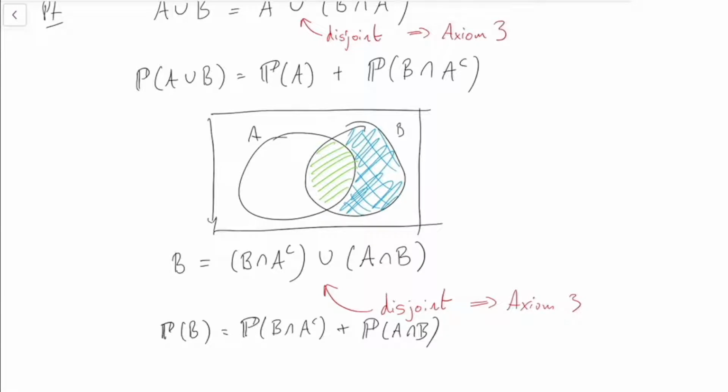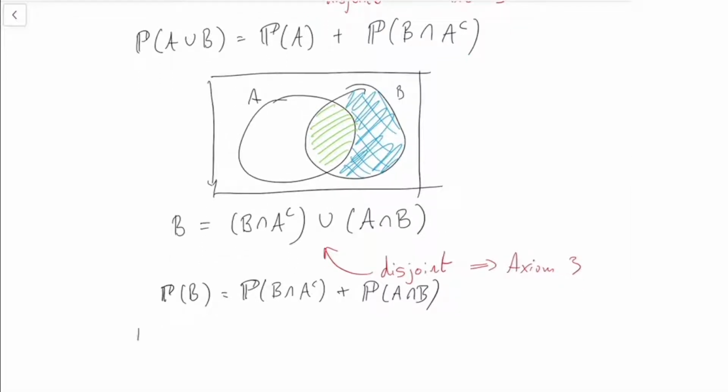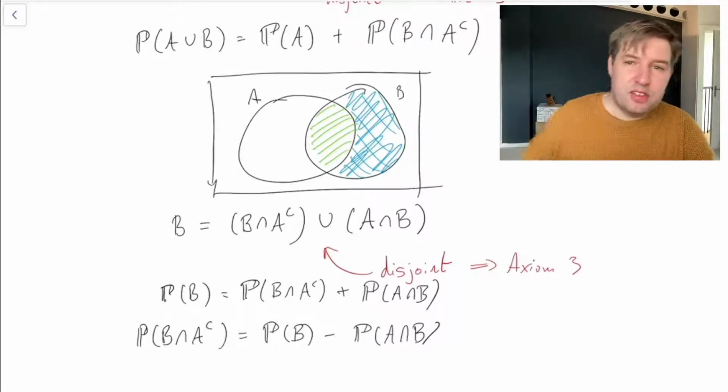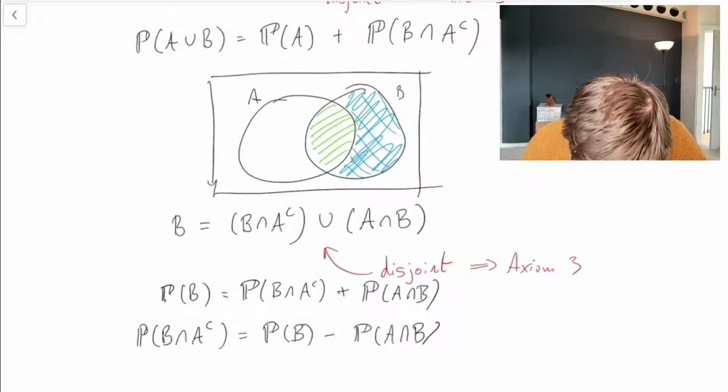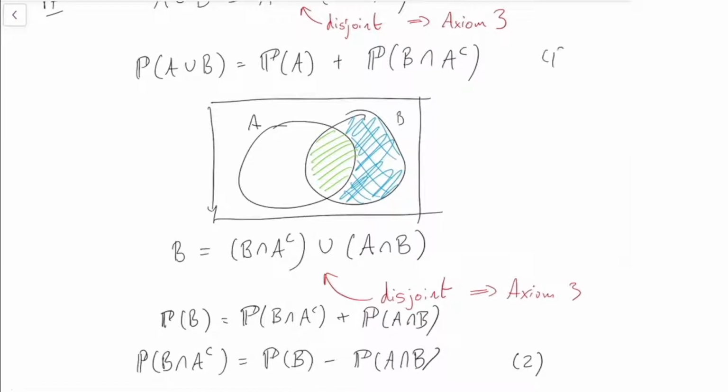Now, if we look at what we had up here, the problem was this B intersect A complement term. So I suggest we rearrange what we've got at the bottom to make it probability of B intersect A complement equals something. So rearranging, it's probability of B intersect A complement equals probability of B minus probability A intersection B. That's just taking the probability of A intersection B term over to the other side. Let me call that equation 2, and let me call the thing we had here equation 1.